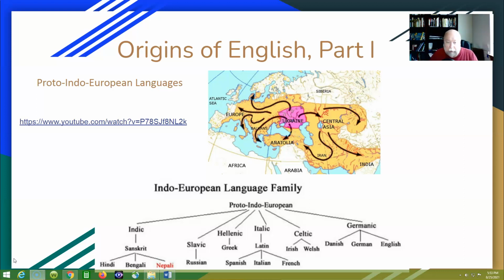If you look at the bottom there, the Indo-European language family goes over to Indic, which is Indian: Hindi, Bengali, Nepali, Sanskrit. Germanic is the branch that English comes off of, so its cousin languages are Danish and German as well. Then you've got Italic and Celtic and Hellenic, which is Greek, and Slavic, which is Russian. So we think all of these modern languages go back in time up the tree branches until you get to the great granddaddy language, which we kind of have to construct hypothetically.